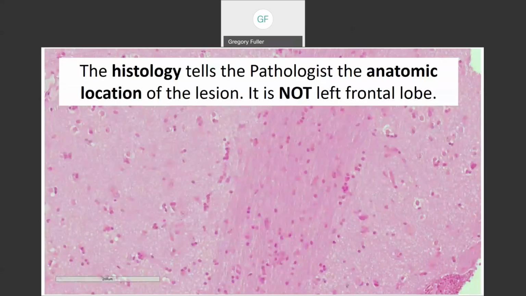Okay, here is the point. The histology told the pathologist the anatomic location. It did not come from the operating room. You know, that's the thing. The sheet comes to the operating room.